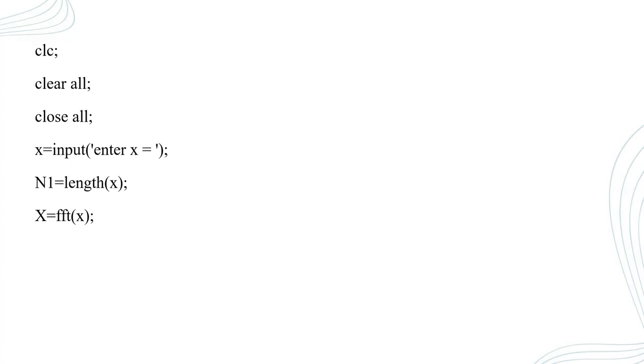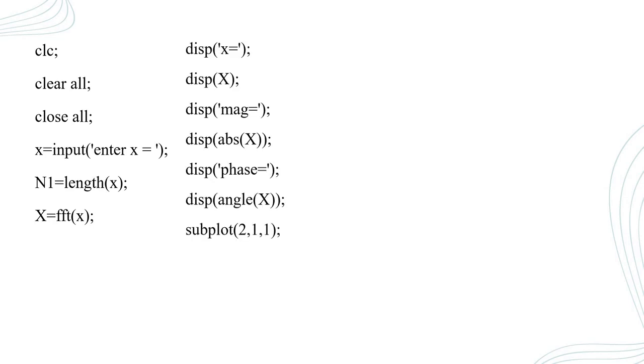Next you have to compute the FFT of the input sequence by using capital X is equal to FFT of small x. The fast Fourier transform is used to compute the discrete Fourier transform of x. This will result in capital X, which contains the complex values. Now you have to display the results. For displaying the results, we are using display small x, that is, here we'll get the sequence which we are entering. Then display capital X, which is nothing but our FFT, that is, the DFT of x.